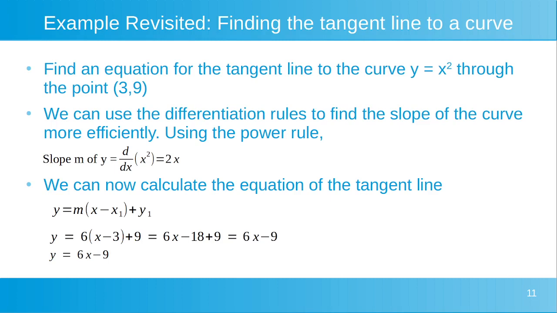And now we can calculate the equation of the tangent line in exactly the same way. We use the equation of the line, y = m(x - x1) + y1, and we have all the same values. Slope is equal to 6, x1 is 3, y1 is 9. We substitute them in the same way, and we get the equation of the line, y = 6x - 9. So you can see here that by using the power rule, that differentiation rule, we can complete the same task in an easier way with less work. Really useful to see and to remember.